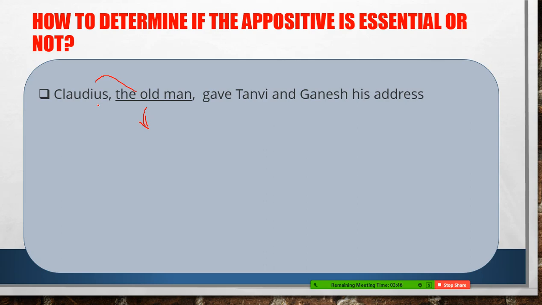So the second question: would we still know who gave Tanvi and Ganesh his address if I exclude this part? Yes, of course. It would still be Claudius here. So we still know. So this means that the old man here is an appositive. It's a non-essential appositive. So I can exclude it. That's why I surrounded it with the two commas.